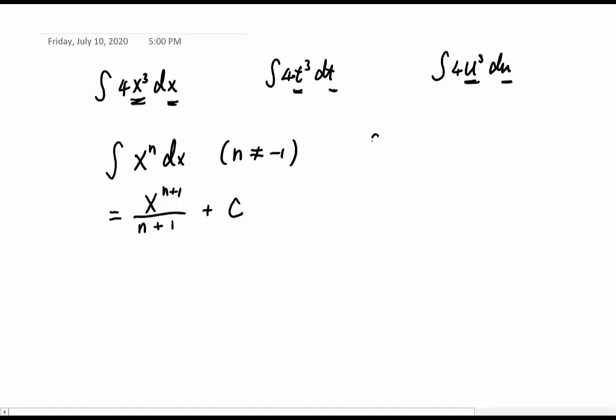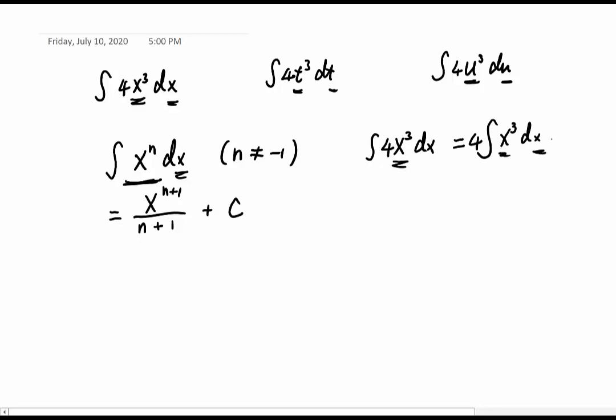So let's just solve one of them. Let's do the first one, the integral of 4x to the third dx. We can factor out the 4 because it's a constant. Now we have exactly the same format, because what we want is x to the nth power with respect to x. So we do have x to the third, so the degree is 3, with respect to x.